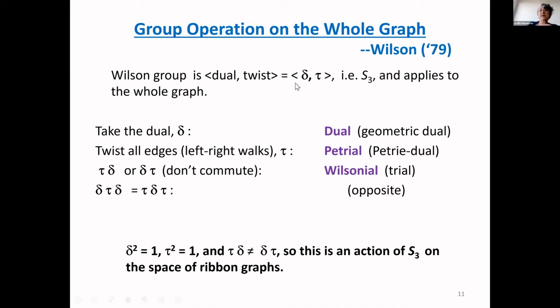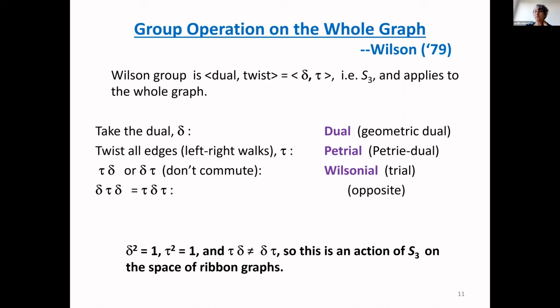So if you apply delta to the graph, that's taking the dual. If you apply tau, that's twisting all the edges, that's taking the Petrie dual. Tau delta or delta tau, these don't commute. These are operations of order 3. You have to apply them 3 times in order to get the original graph back. Those are called the Wilsonial or the trials of the graph. And then there's one more operation of order 2, which Wilson called the opposite. And either delta tau delta or tau delta tau, you get the same thing.